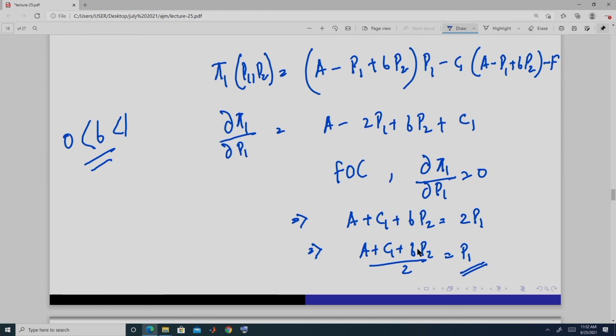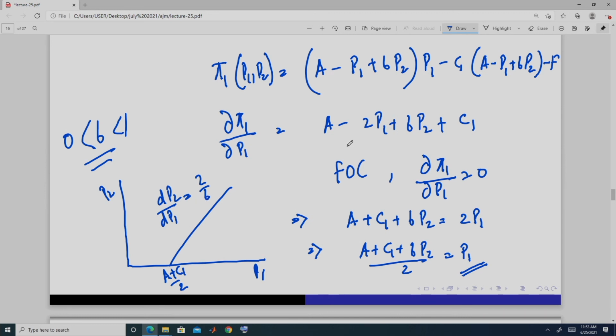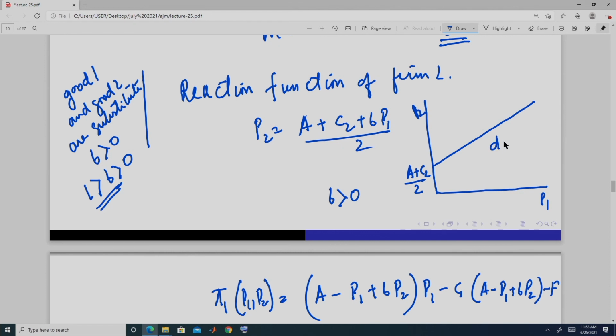So, goods are substitute. So, this is going to look like, where this, and in this case the slope of this is going to be 2 by B, it is positive, and in this case slope is going to be dP2 by dP1, it is going to be B by 2, right. So, it is positive again because B is positive, but slope of this is less than this.